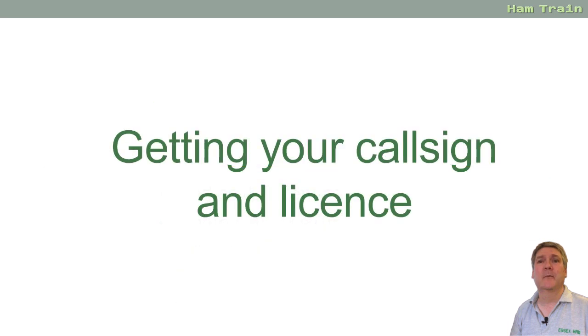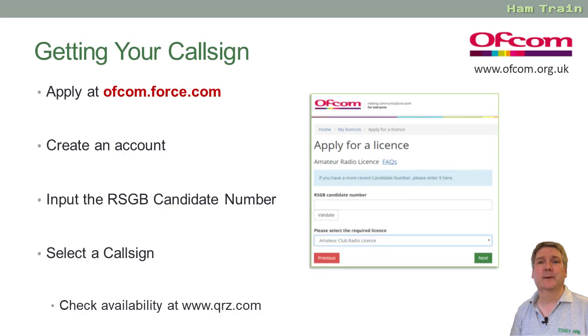Hopefully once you've passed your exam you'll receive a certificate in the post from the RSGB. On there is your candidate number. What you'll need to do is go to the Ofcom website, the address is on the screen, create an account and apply for a new license. You'll need to input the RSGB candidate number, and once that's approved you can select your call sign.